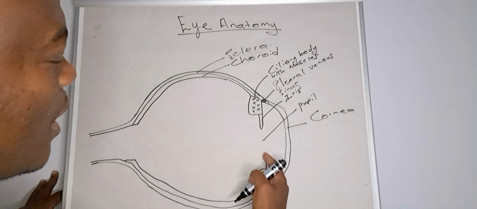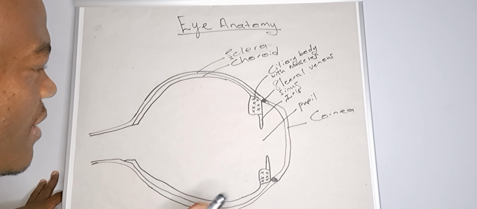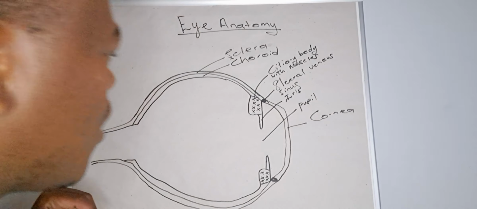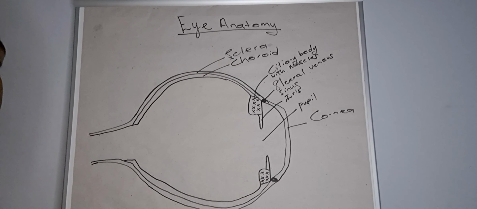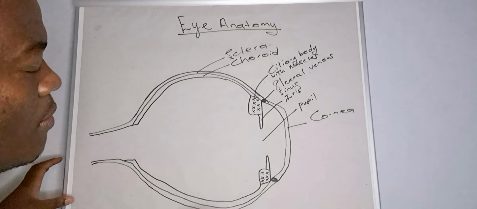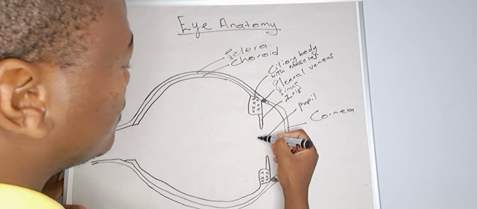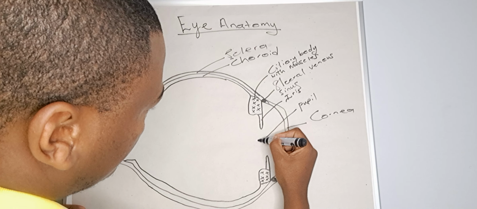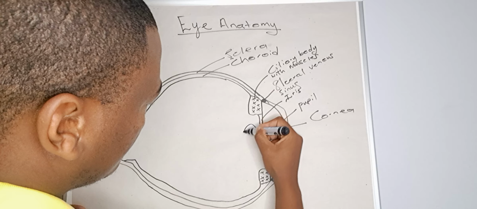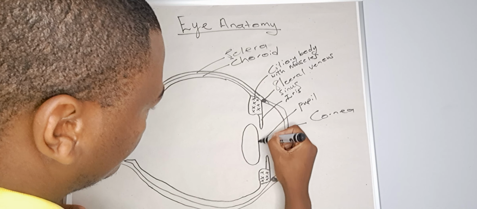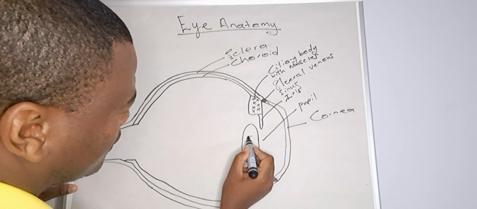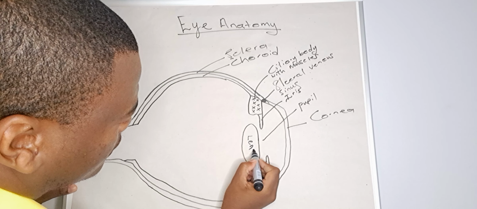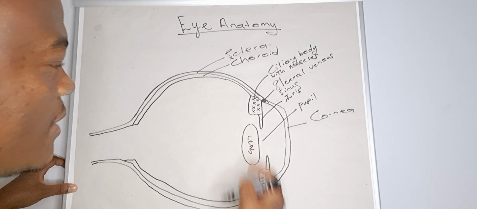Pupil is actually a hole that goes inside your biconvex disc. Biconvex disc, in a language that can accommodate a grade 12 learner, will be a lens. This is now your lens.